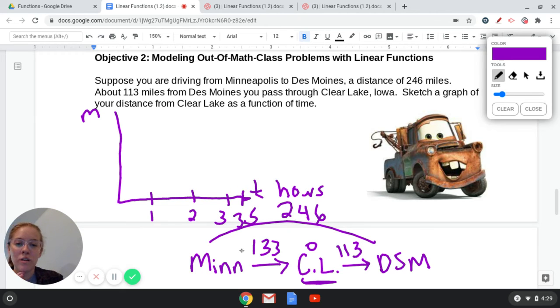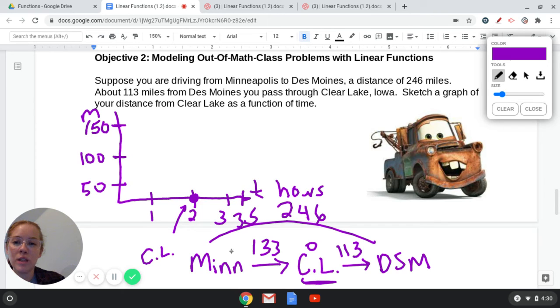So that means maximum we're 133 miles from Clear Lake. So our maximum can be, I'm going to set it at 150 and just go by 50s. So 50, 100, 150-ish. This is why it's a sketch. Okay. And we'll probably get there, let's see, 133 is a little bit larger, so it'll be a little bit longer than half. So let's say we get to Clear Lake around 2 hours. This is Clear Lake.